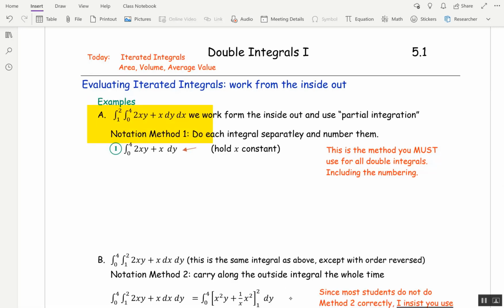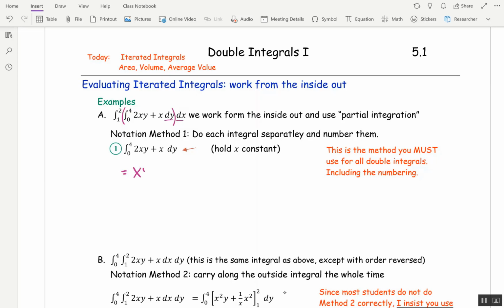Here I've got a double integral, and I've got my dy first, and then a dx. So the way I'm going to evaluate that is I'm going to pull out the inside integral and number it. You have to do this. Number it with the number 1, and that's my first integral, and I'm going to integrate. Now, since I'm integrating with respect to y, I'm holding x constant. So if I hold x constant, integrate y, I get 1/2 y squared.